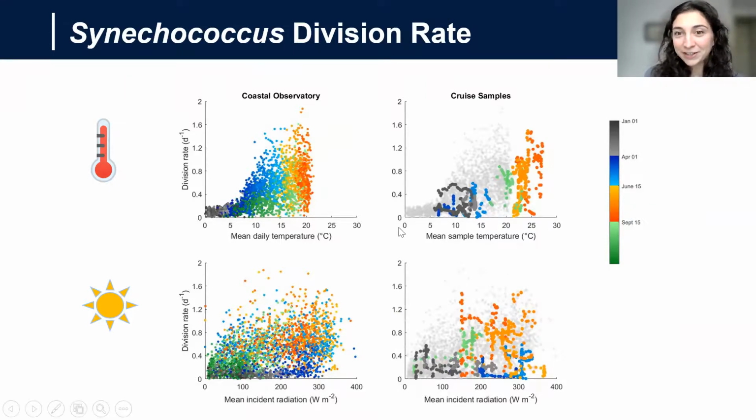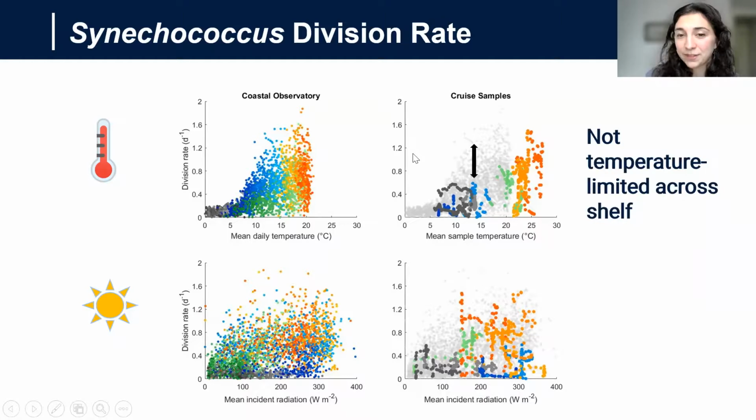So overall, the relationship between maximum division rate observed and temperature is quite positive and similar to that we see at the coastal observatory. However, the division rates offshore are lower than would be expected based on the temperatures from the coastal observatory. So this could be a result of some taxonomic differences. The composition of the community could be different further offshore than nearshore, and maybe they're just not capable of dividing more rapidly. Or it could be that they're limited by something other than temperature.